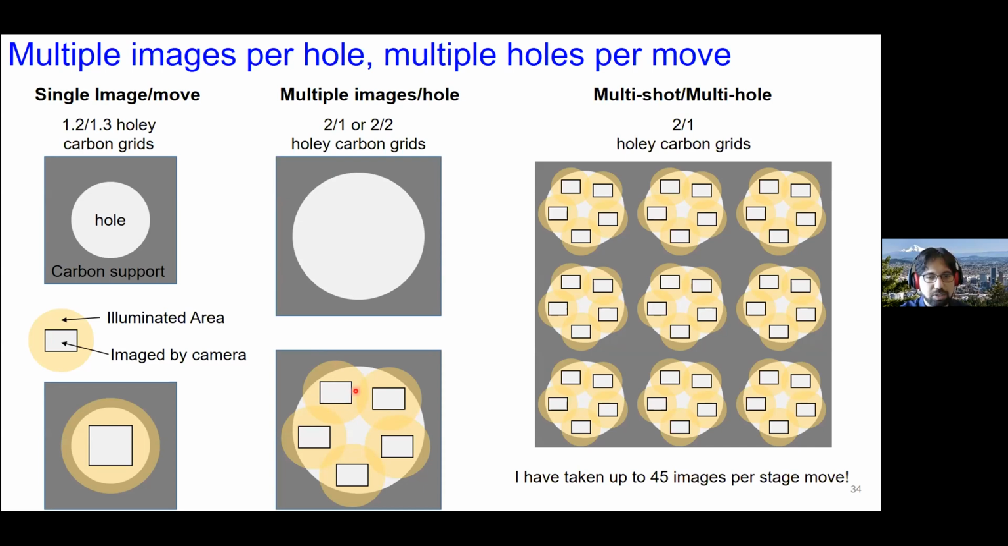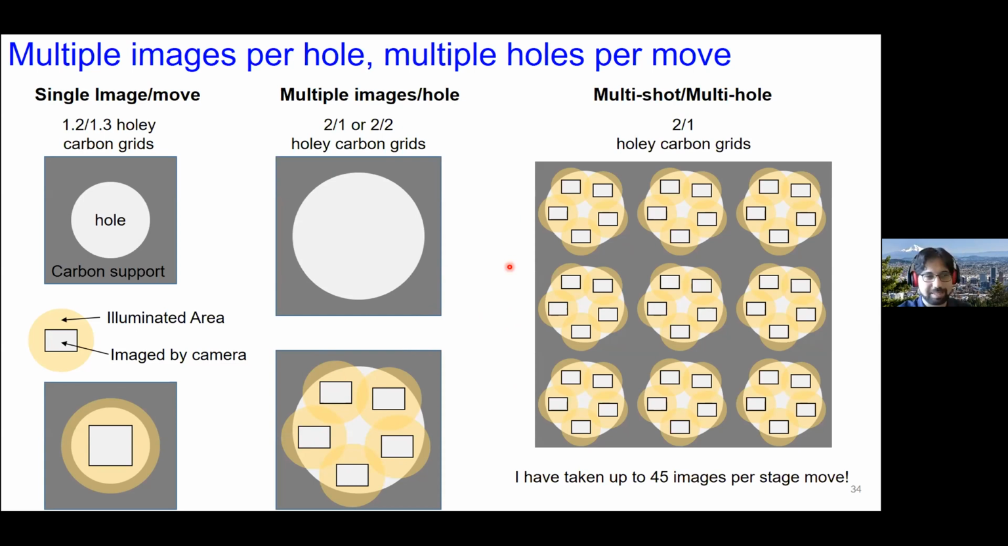What this allowed us to do was take multiple images per hole. So we call this multi-shot. And later we also started image shifting into multiple holes and taking multiple images. So now we have this multi-shot, multi-hole strategy where we would move the stage, we would focus, then we would take 4 to 5 images, then we would move the stage again and focus.